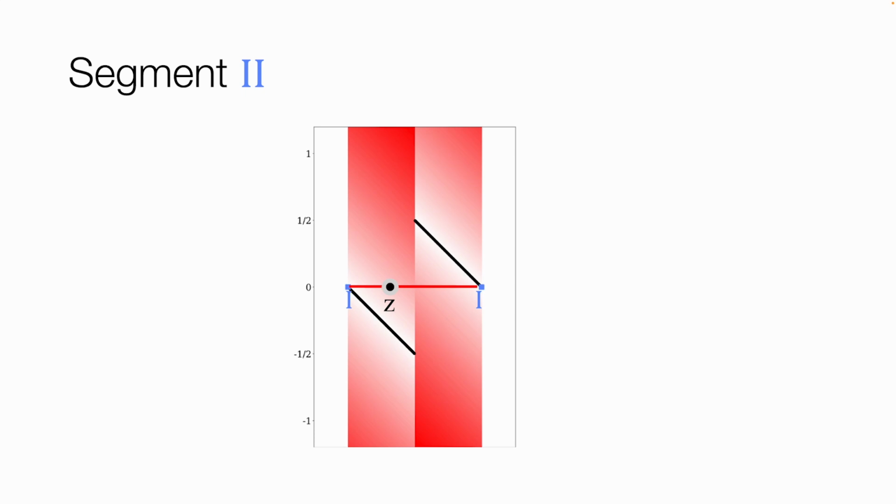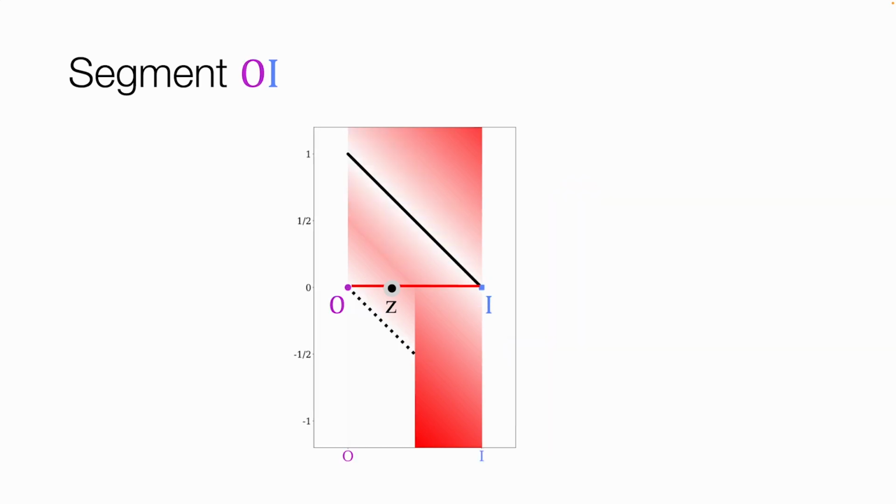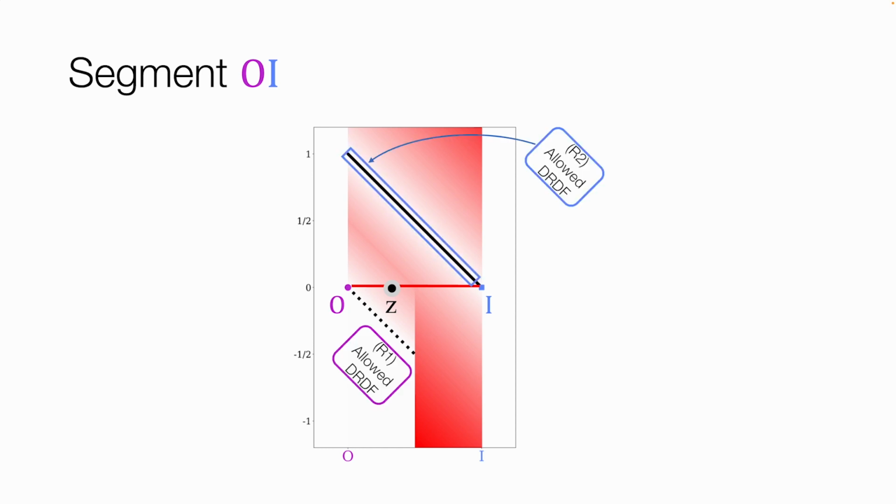By doing similar analysis, we can make a similar plot for the II segment. This leads to equality constraints. The OI case is a mixture of the last two cases, and the DRDF values that are allowed must come either from region R1 or R2. The IO case is a symmetric version of this case.